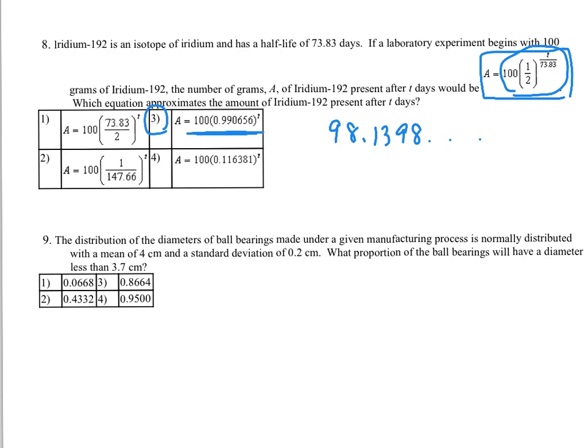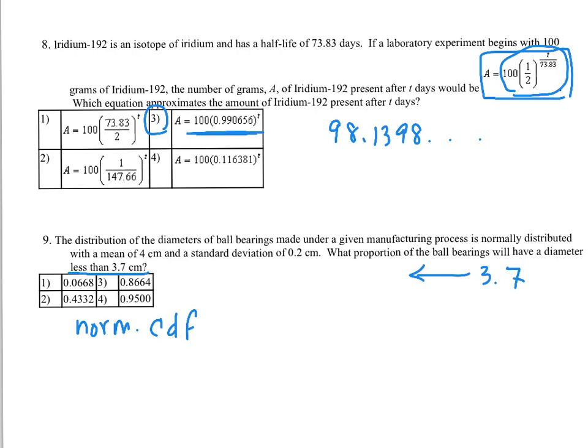Okay, so number 9. If you've read it through, which you should have, it says what proportion of the ball bearings will have a diameter less than 3.7 centimeters. So that is normal CDF. I'm just going to abbreviate normal CDF. Now less than 3.7 centimeters means it can be 3.7 or it could be lower than 3.7.